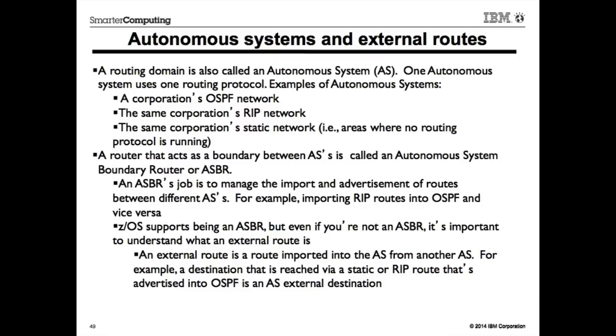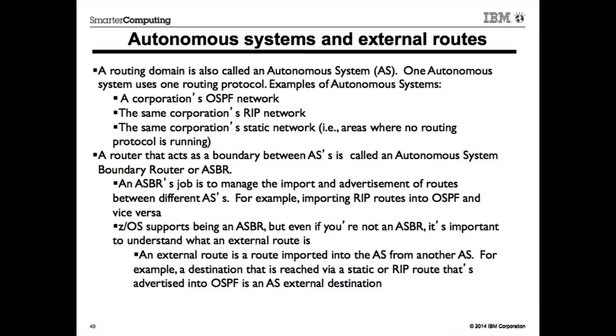And the reason that's important is because a router that acts as a boundary between autonomous systems is called an Autonomous System Border Router, or ASBR. The ASBR's job is to manage the import and advertisement of routes between different autonomous systems. For example, importing RIP routes into OSPF and vice versa. Now, a lot of other routers, especially backbone routers, use another routing protocol called BGP, which z/OS does not support, but we certainly attach to routers who support BGP, and they can advertise as ASBRs. They can advertise BGP destinations to us. So, z/OS supports being an ASBR, but we don't really recommend it.